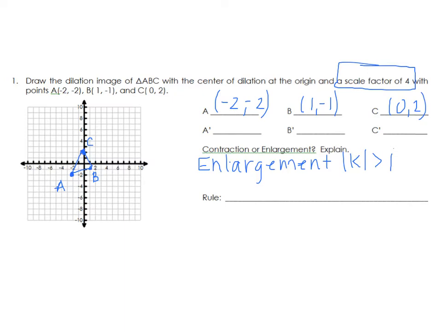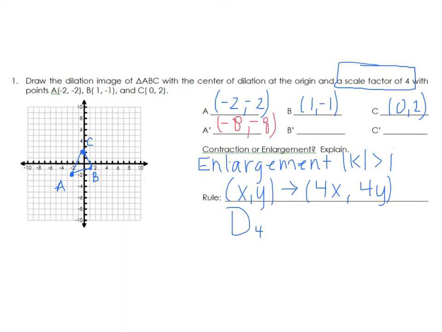Okay, so the rule in coordinate notation would be x, y maps to, and we're going to take our scale factor, which is 4, and multiply it by our x coordinates. And we're going to take our scale factor again, which is 4, and multiply it by our y coordinates. The shorthand notation would be a D with a subscript of 4. So to actually get our points, we are going to take each of our coordinates and multiply both x and y by 4. So (-2, -2) is going to become (-8, -8).